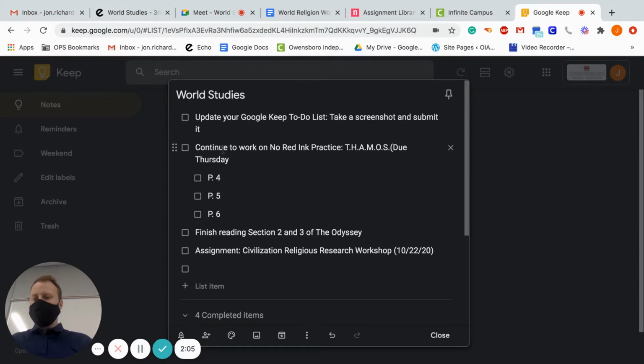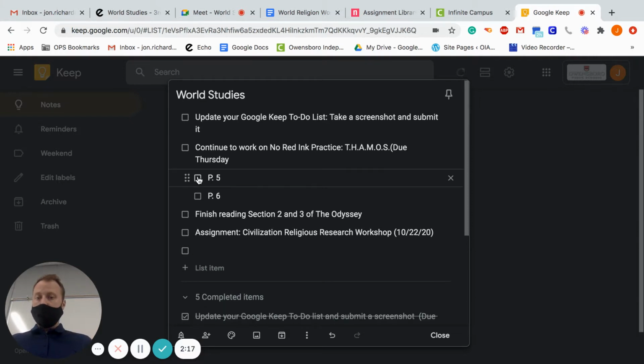And then I can look through, and this is something we probably should have done before we started putting new things in, is to say, have I finished other things on my list that I didn't check off? Like, oh, maybe I finished the fourth bullet or fourth circle on No Red Ink. I can go ahead and click that done. And then, yeah, we finished reading section 2 and 3 of the Odyssey yesterday. I can go ahead and click that done.